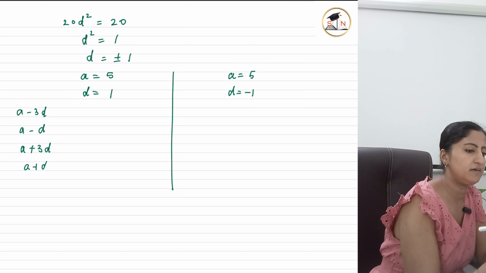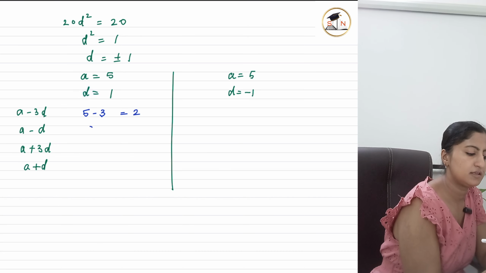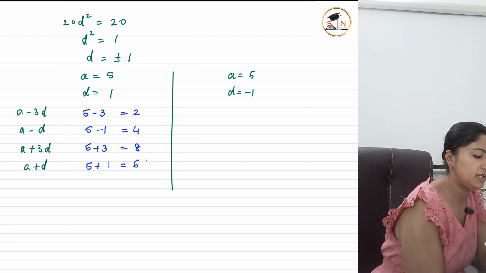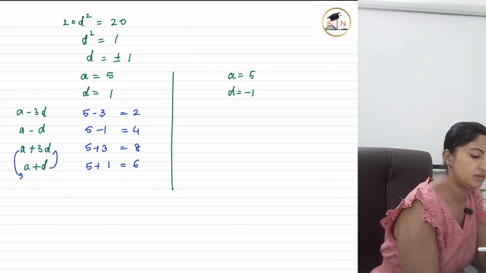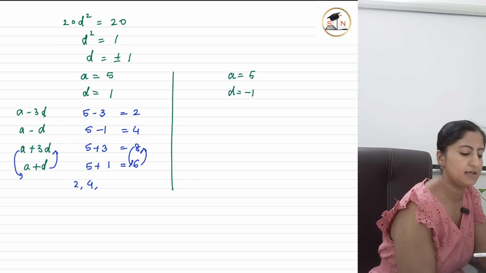So let's start by substituting the values now. We get 5 minus 3, this is 2. 5 minus 1, that is 4. 5 plus 1, that is 6. And 5 plus 3, 8. So that means the terms on this side are 2, 4, 6 and 8.